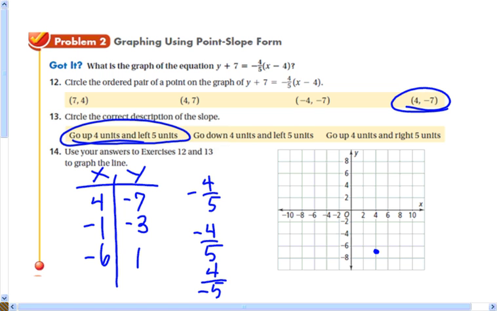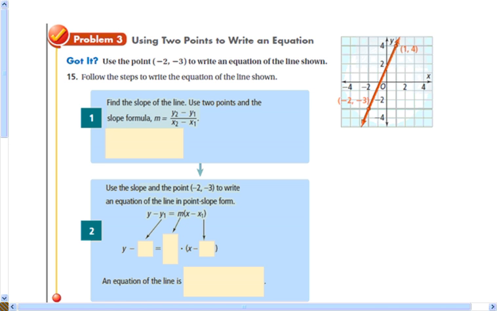So (-1, -3), and then (-6, 1). That's right there. And we just draw a line through those points. And that's our graph.